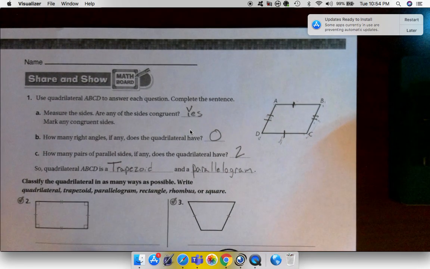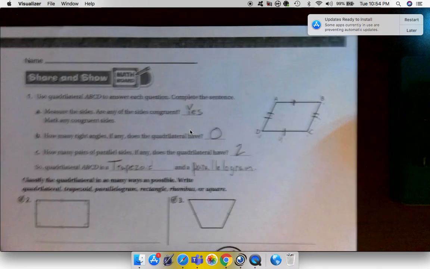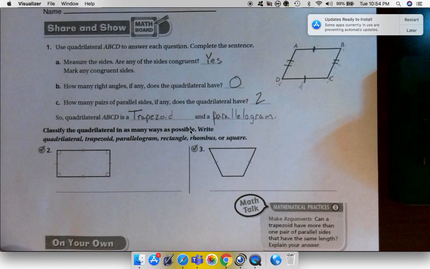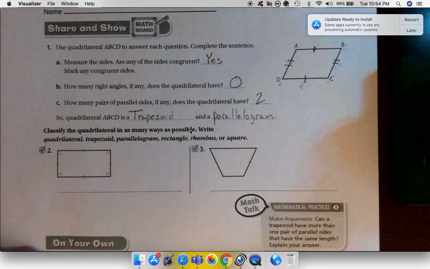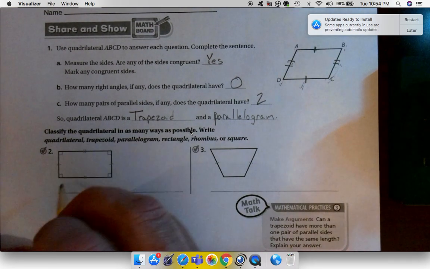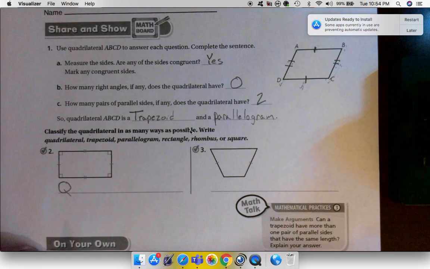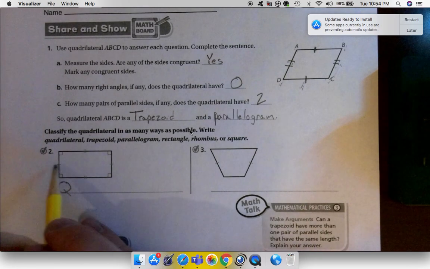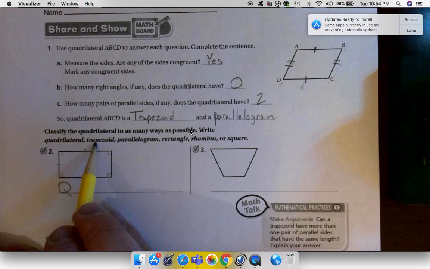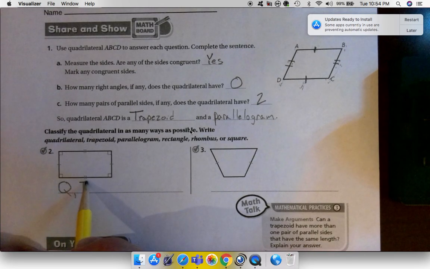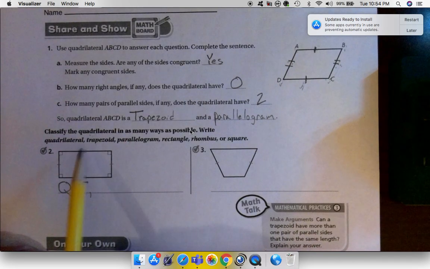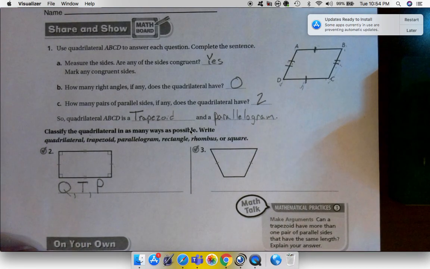Okay, numbers 2 and 3 are kind of like what we did on the previous video. We're going to name it as many ways as we can. So, number 2, it's a quadrilateral. I have at least one set of parallel sides. In this case, I have 2, so it's a trapezoid. I have 2 sets of parallel sides, and the opposite sides are congruent. So I am a parallelogram.